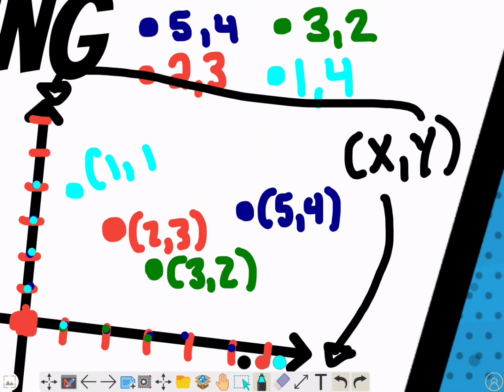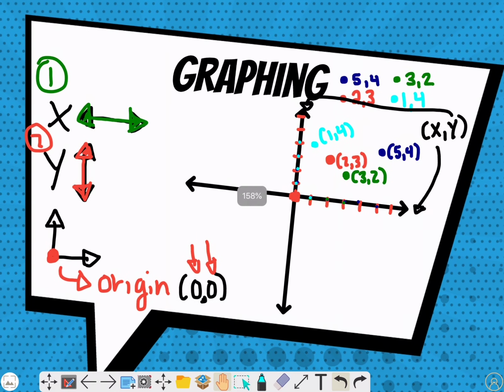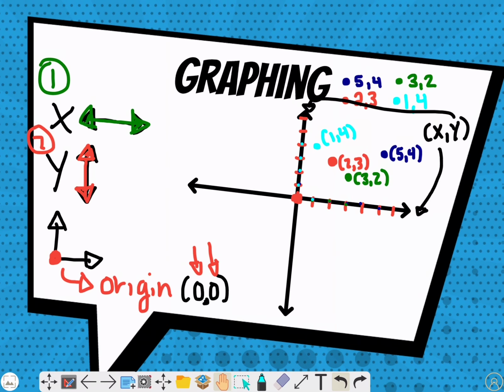(1, 4). Just remember, key thing is that your x's go side to side, your y's go up and down. You graph your x's first, then you graph your y's, and then you are all done.